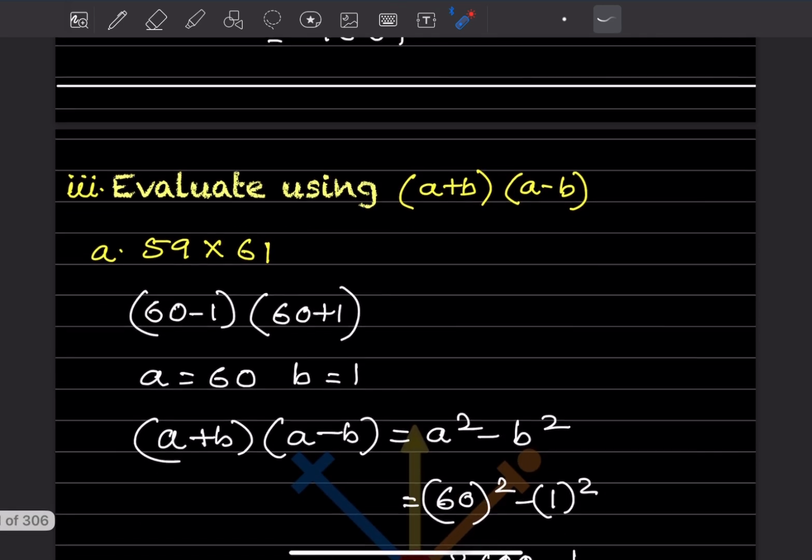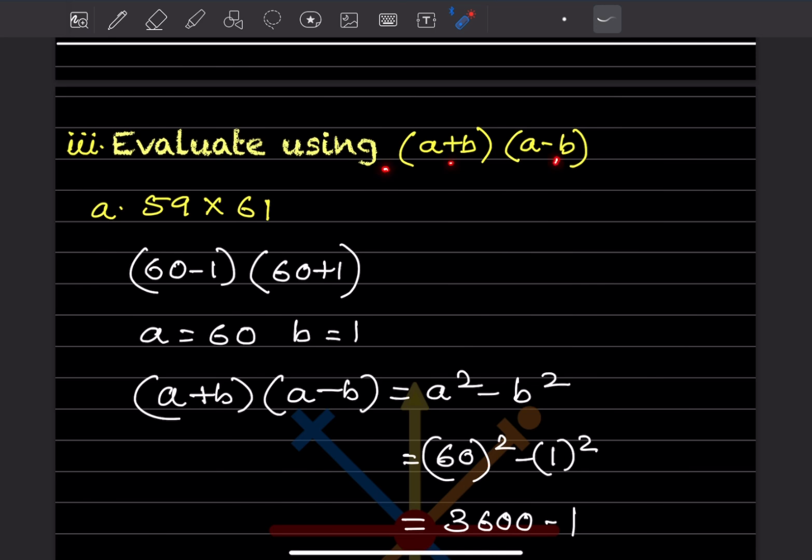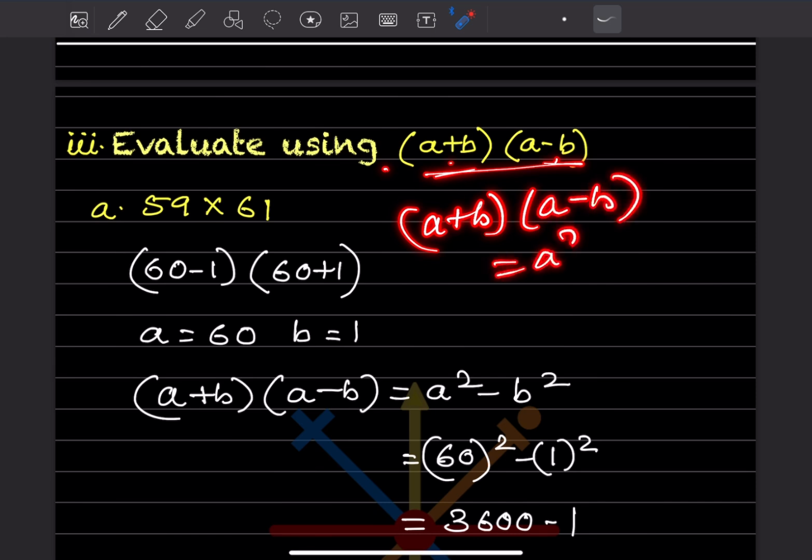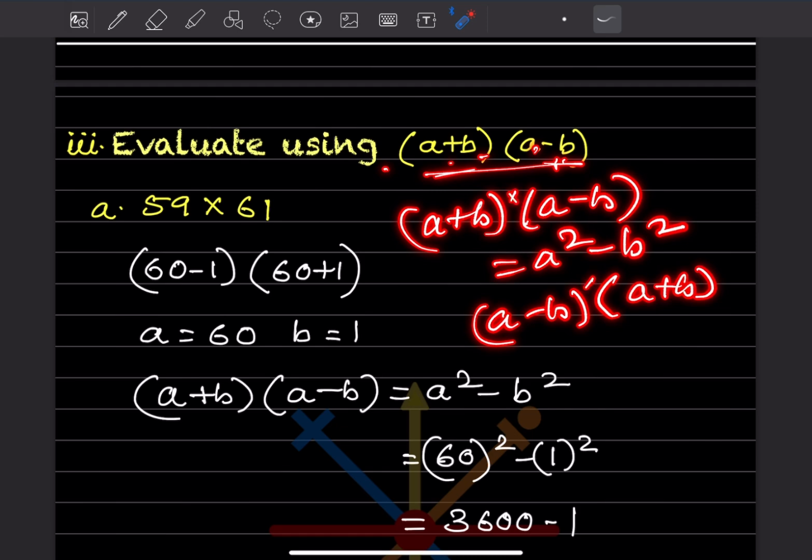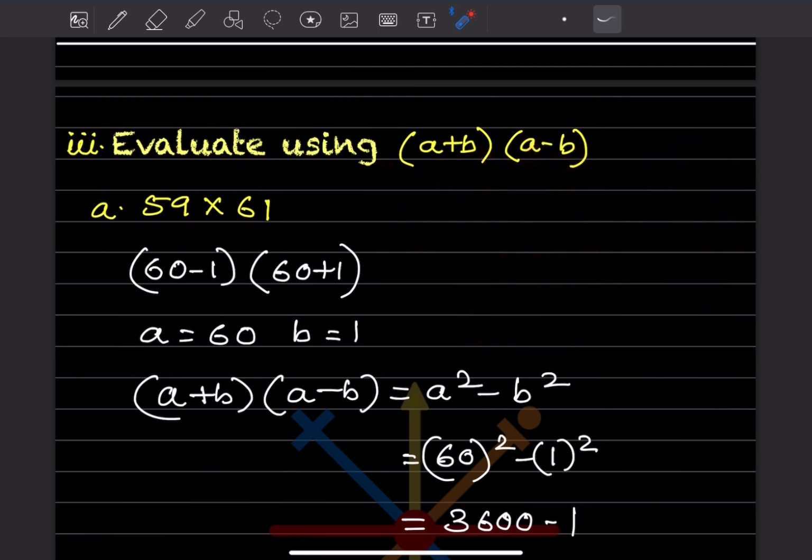Now here they said evaluate using A plus B and A minus B. So for this one, A plus B and A minus B, that is going to be A square minus B square. So either it can be A plus B, A minus B, or it will be A minus B and A plus B. Both are the same because this is multiplication in between. Because if we write here 5 into 3, that is 15. And even if you write 3 into 5, that is 15. In case of multiplication, you can write it either way. So A plus B, A minus B, that is what you have to write. That will be A square minus B square.